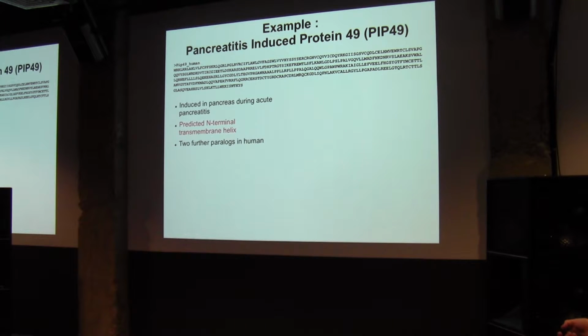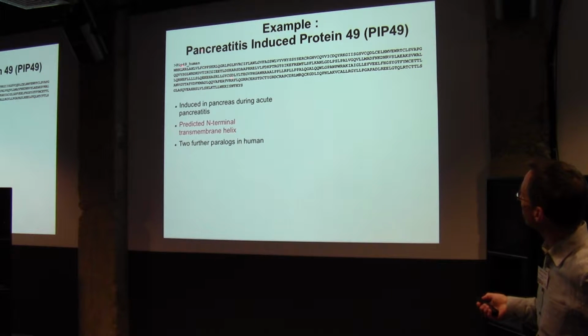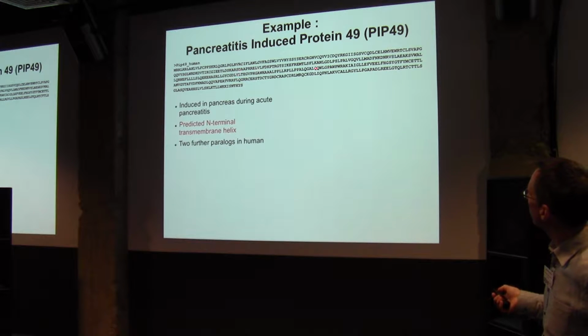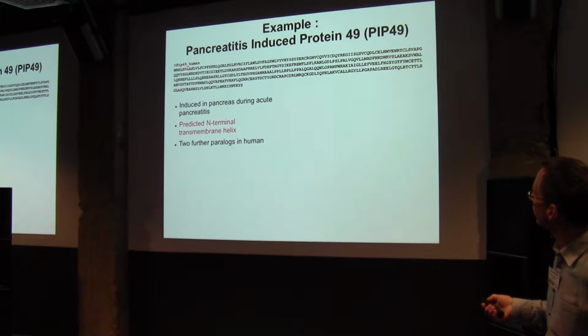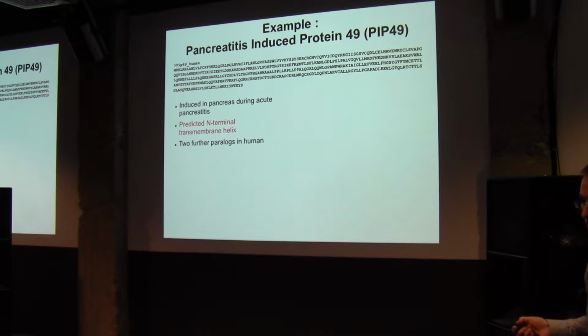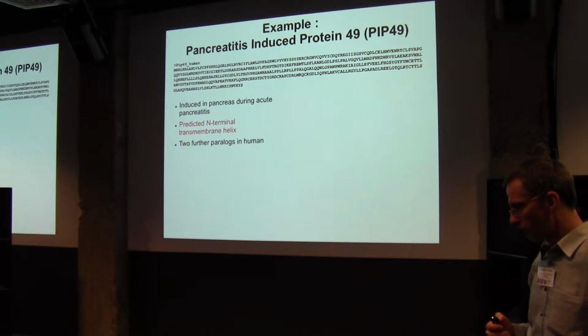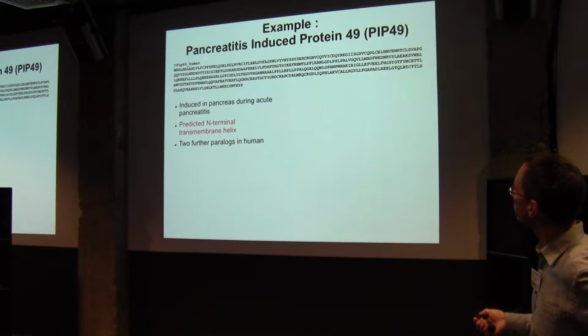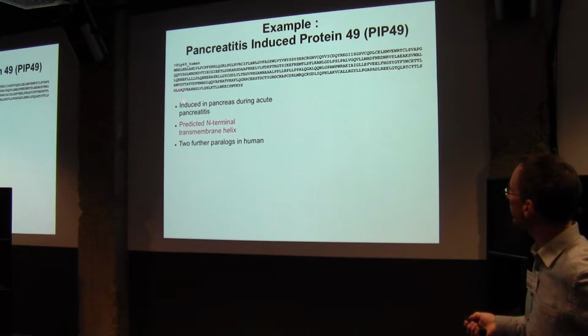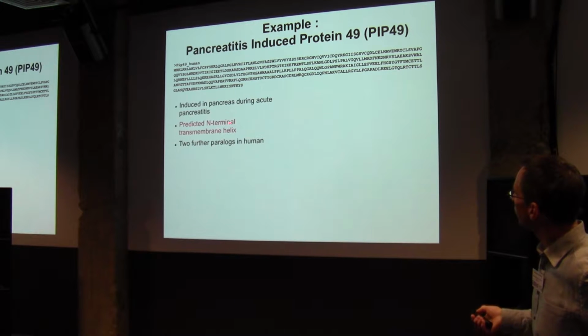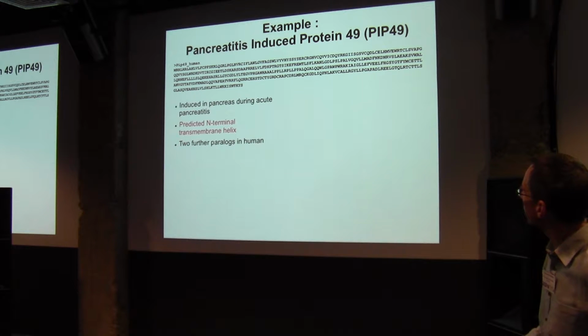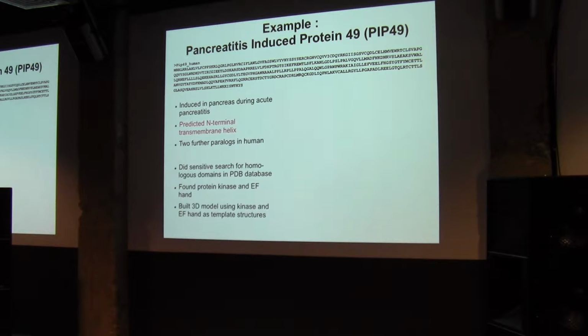As an example that we use for one of the publications, this is a protein with a domain of unknown function in PFAM, and we looked at whether we find templates in the PDB. They had a predicted internal transmembrane helix. Otherwise, there was nothing known.